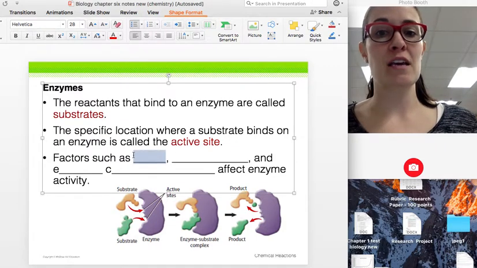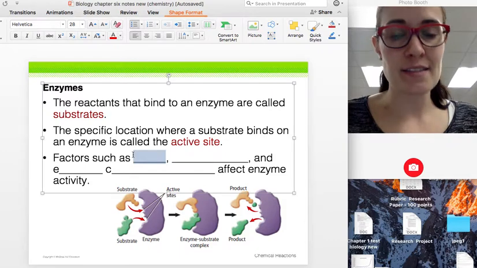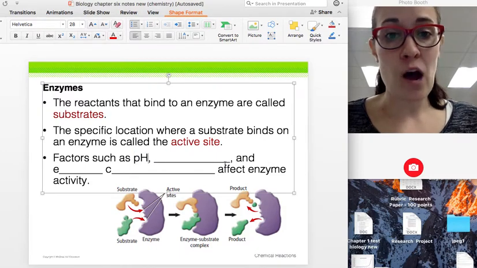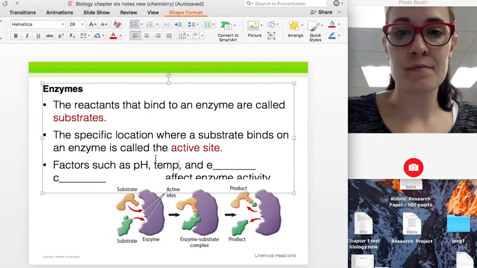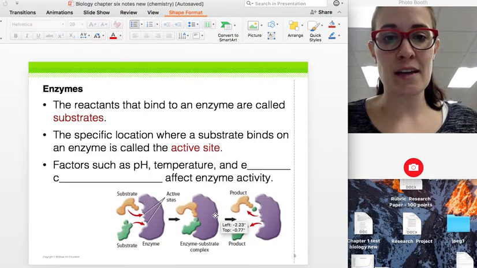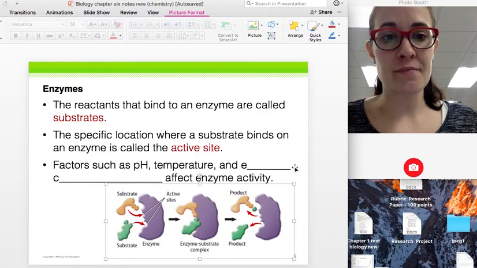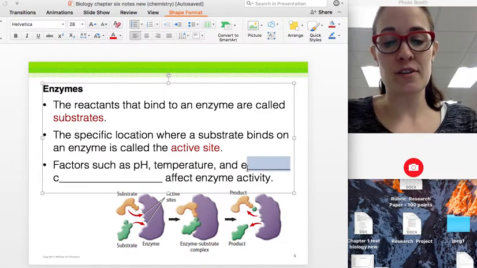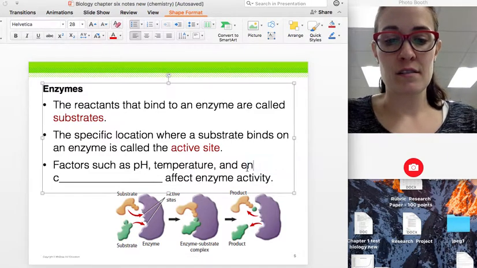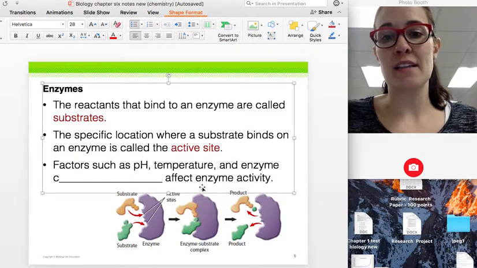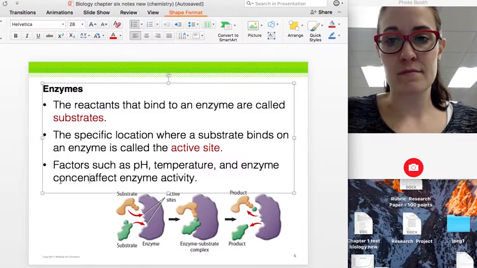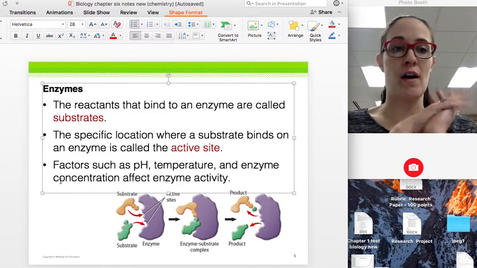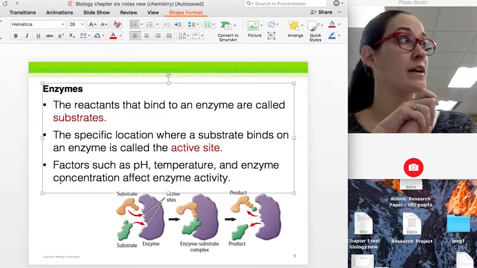A few factors impact how well enzymes work. They are pH, how acidic or basic the environment is, temperature, and then the enzyme concentration. So how much enzyme you actually have in solution affects how well enzymes work.